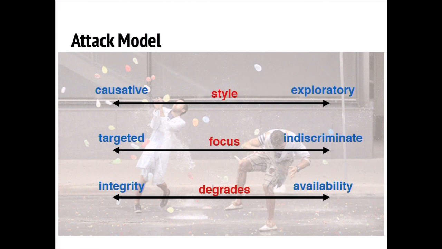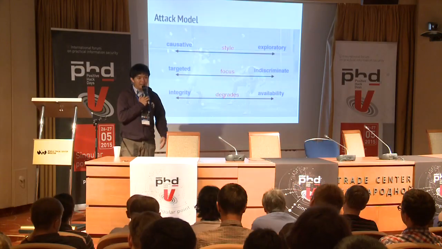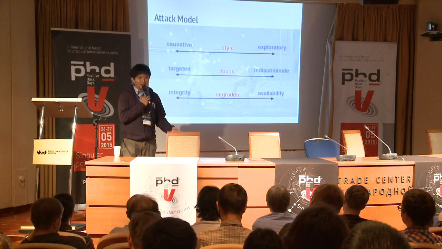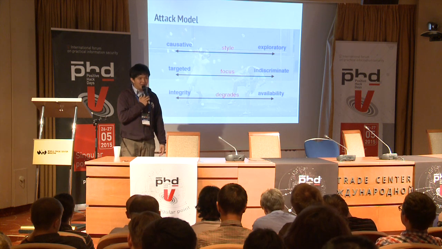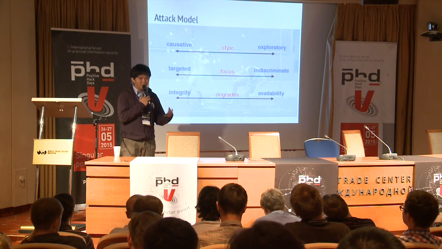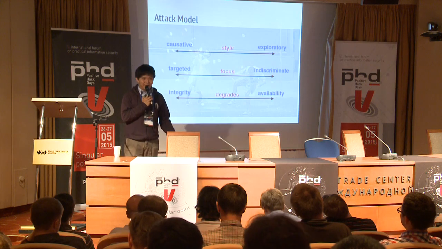And all of these will cause degradation of the system, either integrity or availability. Integrity can be causing a very high false negative rate, and availability can be if you can cause the false positive rate to go so high that the analyst effectively turns the system off. This is also something that we see very often.